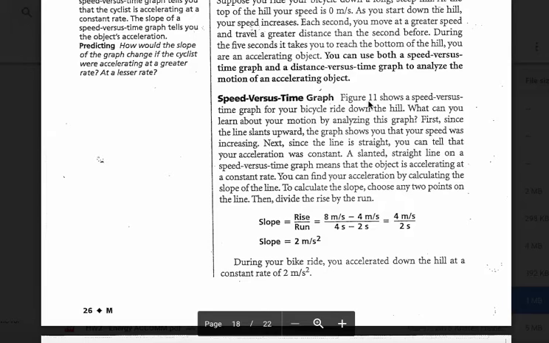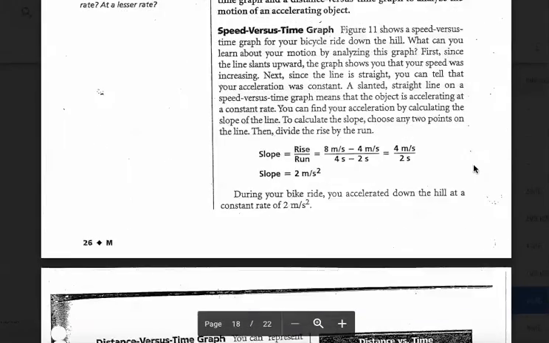All right, what can you learn about the motion? We just did that. First, since the line slants upward, the graph shows you that your speed was increasing. Next, since the line is straight, you can tell that your acceleration was constant. A slanted straight line on a speed versus time graph means that the object is accelerating at a constant rate. You can find your acceleration by calculating the slope of the line. To calculate the slope, choose any 2 points on the line, then divide the rise by the run. During your bike ride, you accelerated down the hill at a constant rate of 2 meters per second squared.